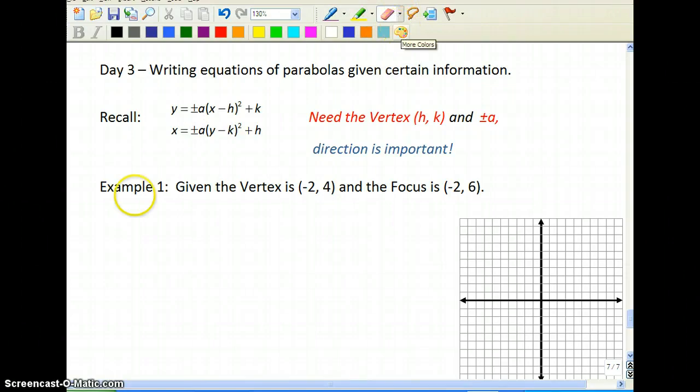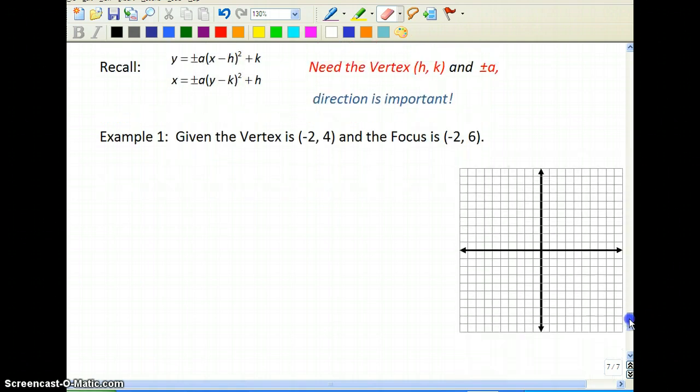Okay? Number one, given the vertex is negative 2, 4 and the focus is negative 2, 6, write the equation of the parabola. Well, I think it helps if you sketch the graph. You don't have to have perfect graph paper, but you probably want to sketch the graph. So the vertex is negative 2, 4, and the focus is negative 2, 6. And just by putting those 2 points on, we can tell that this graph goes up.